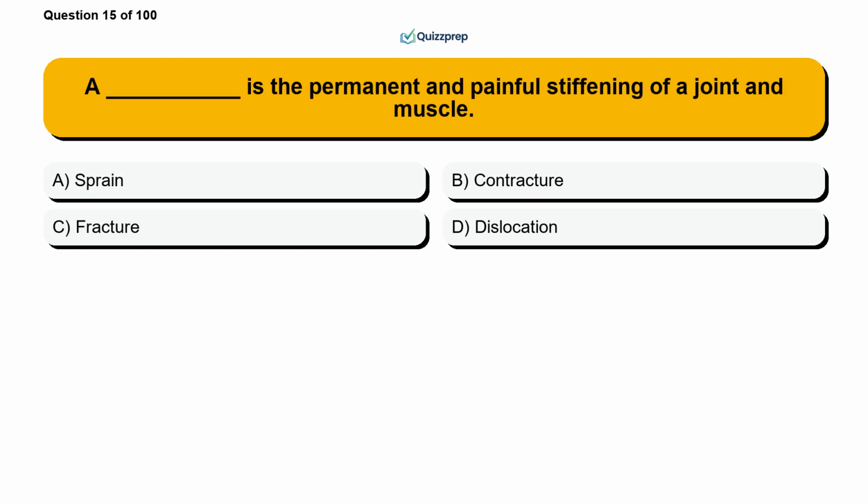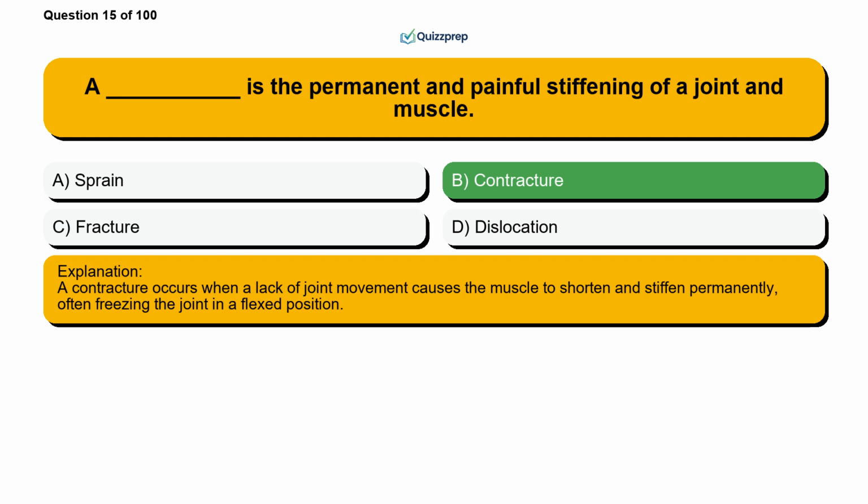Question 15. A blank is the permanent and painful stiffening of a joint and muscle. Option A, sprain. Option B, contracture. Option C, fracture. Option D, dislocation. The correct answer is option B, contracture. A contracture occurs when a lack of joint movement causes the muscle to shorten and stiffen permanently, often freezing the joint in a flexed position.